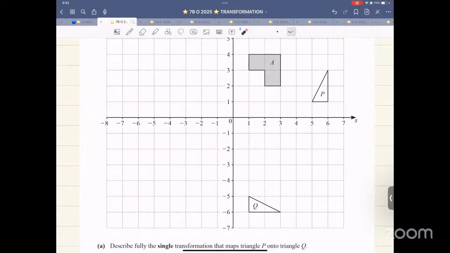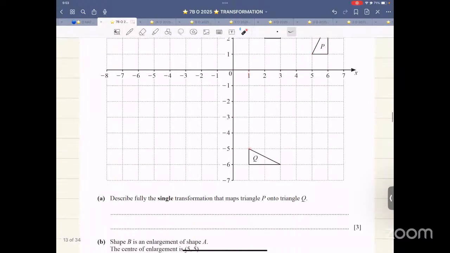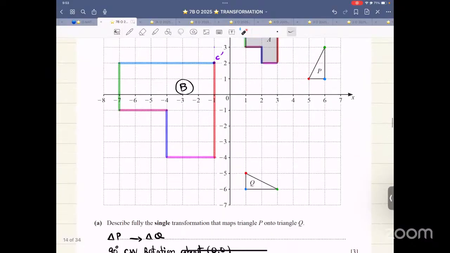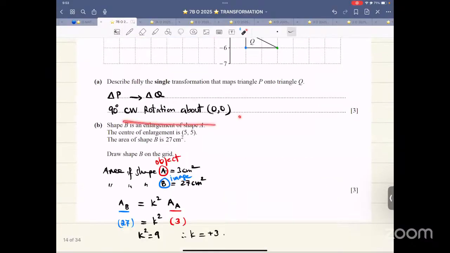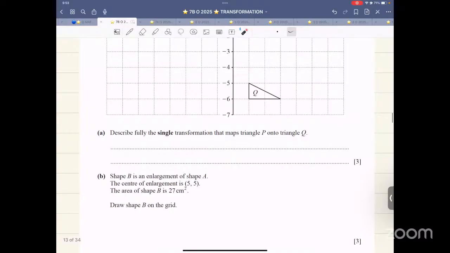Now this thing over here, that is P, has a base of 1 and height of 2 units. Now the tables have turned. This has a height of 1 and base of 2. So we know that this is a 90-degree clockwise rotation. But the question is, what about the center of rotation? This is 5, 1. This is 1, negative 5. So the center of rotation is the origin. If it's something else, then what do we do?